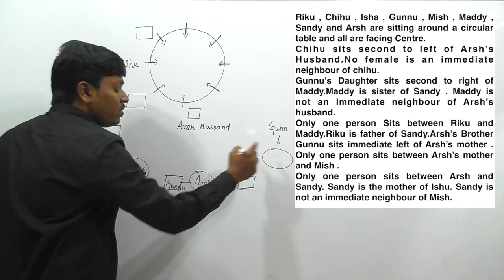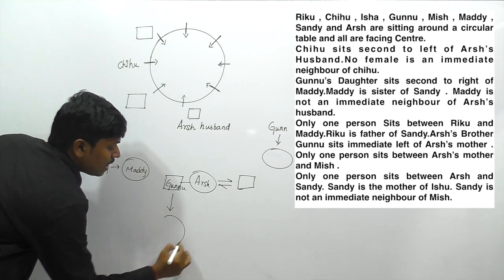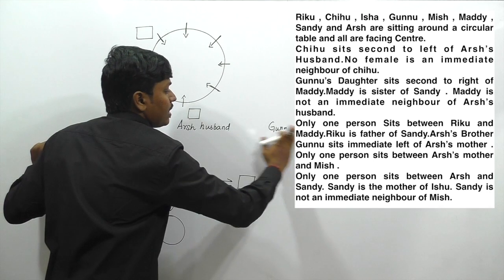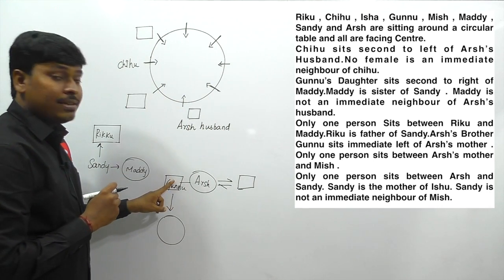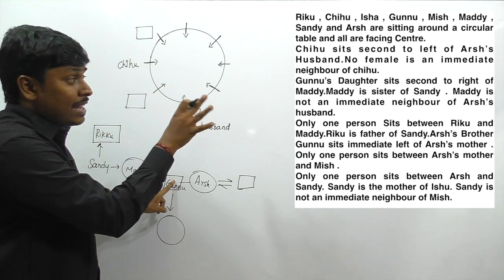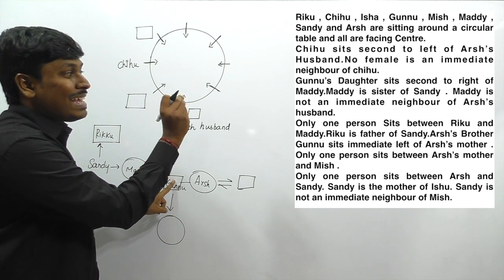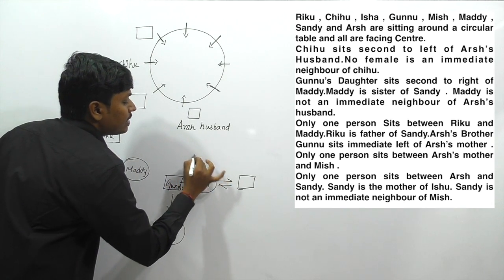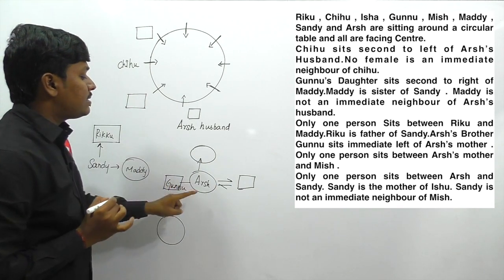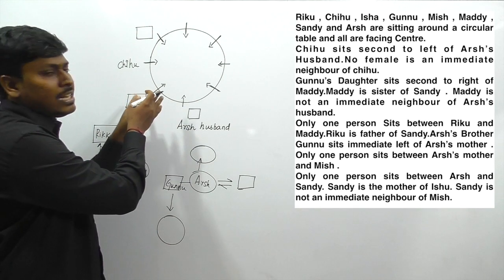We already know that Gunnu is having a daughter, right? Let me rub this clue. So friends, in this point they are saying that Ash's brother Gunnu sits on the immediate left of Ash's mother. That means Ash is having a mother, but we don't know who the person is. Don't go for the arrangement, friends, right?